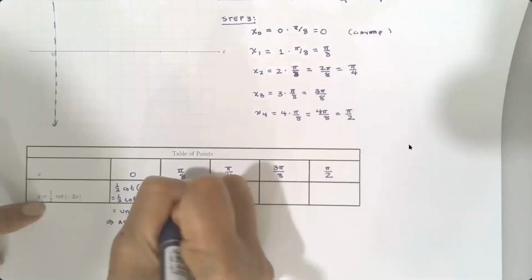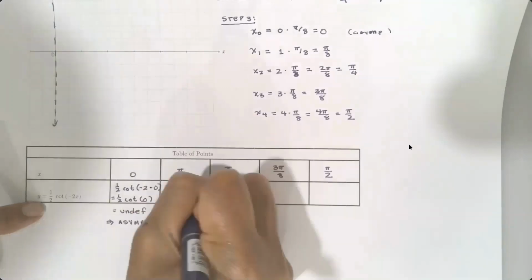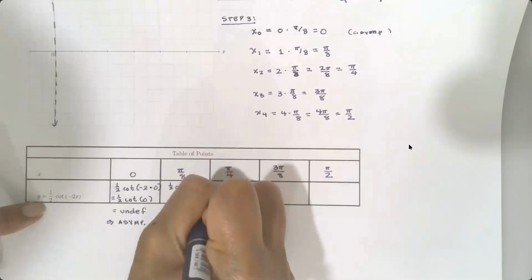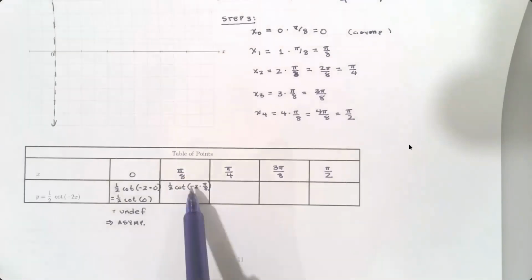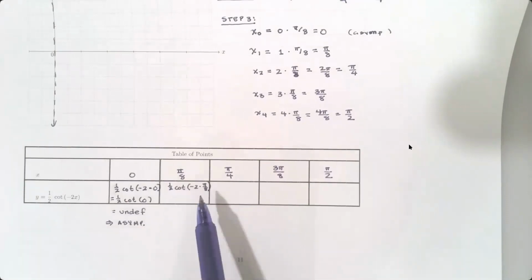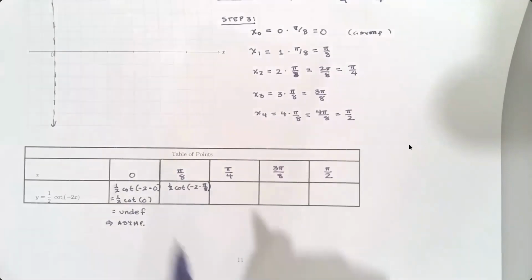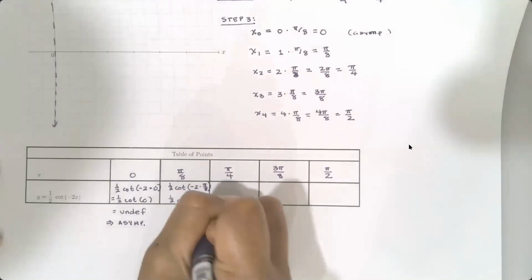So we'll have a 1/2 cotangent of -2 times pi over 8. And then that would be a negative 2 pi over 8, but negative 2 pi over 8 is the same thing as a negative pi over 4. So this is 1/2 cotangent of negative pi over 4.